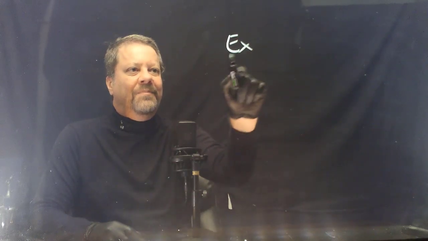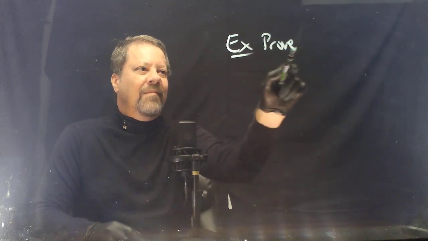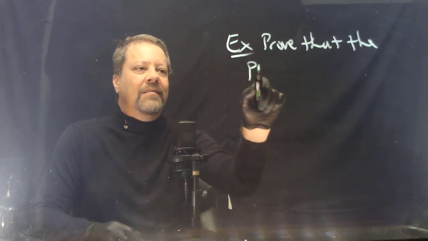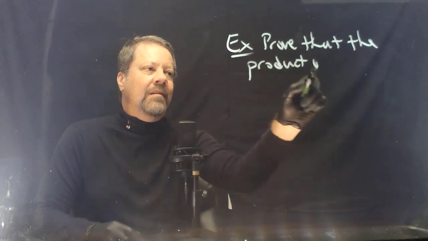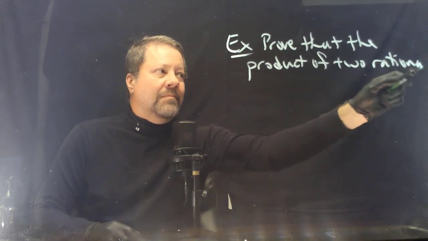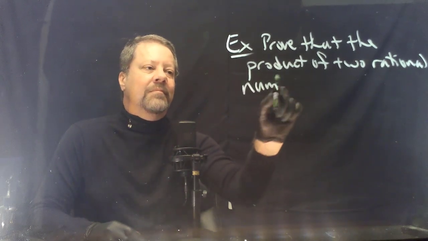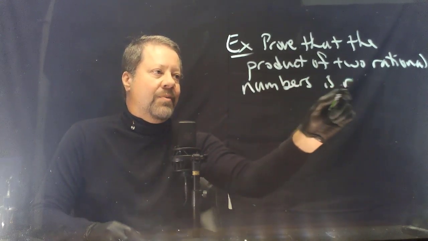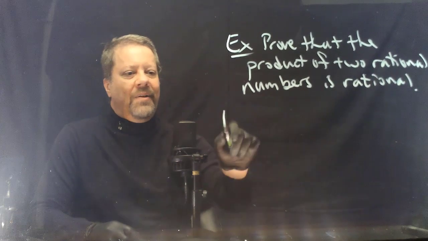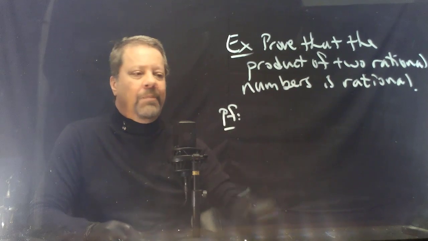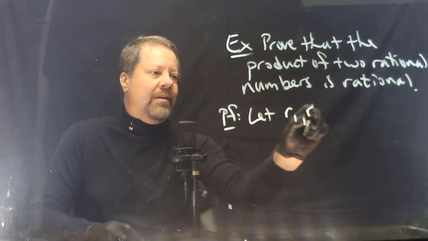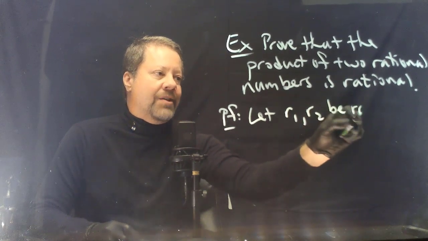Here's an example. Prove that the product of two rational numbers is rational. So in our proof, we'll do a direct proof. We'll let R1 and R2 be rational numbers.